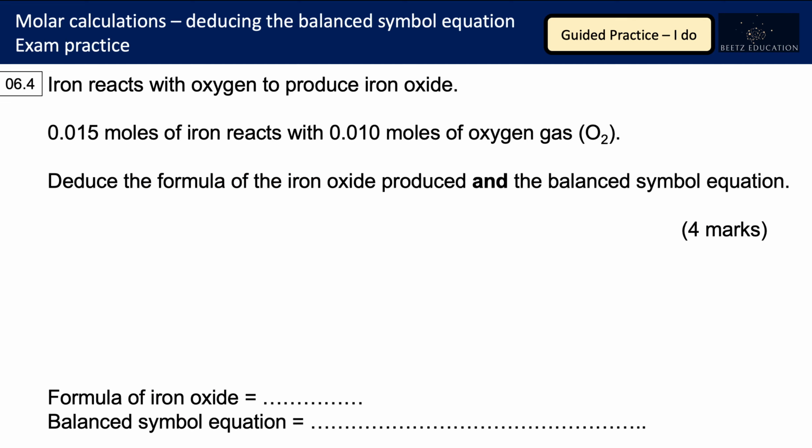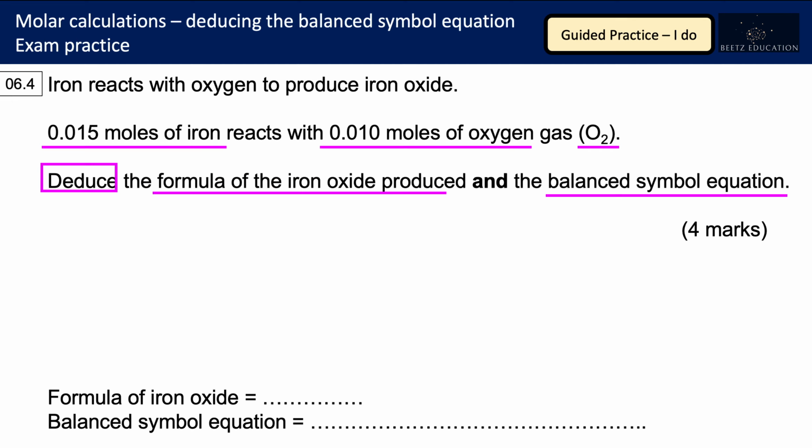Right. I'm going to do this one then. I'm told that iron reacts with oxygen to produce iron oxide. I've been given the moles of iron and the moles of oxygen gas. I've been asked to deduce the formula of the iron oxide produced and the balanced symbol equation. Now that's my information I've been given about the moles of iron and the moles of oxygen. I've obviously underlined that. And I've clearly been given the molecular formula for oxygen, being a molecule, as well for a reason. This is worth 4 marks.